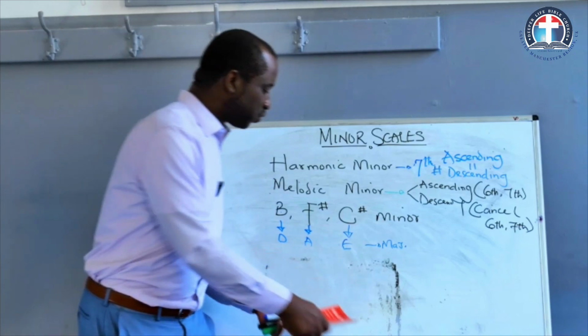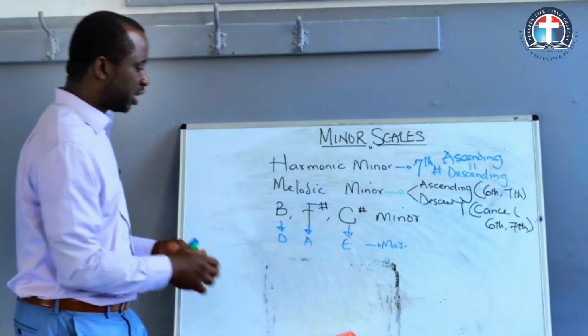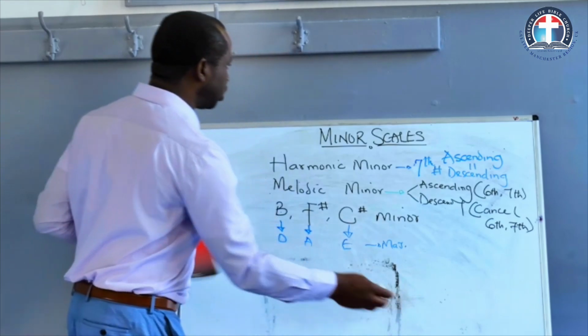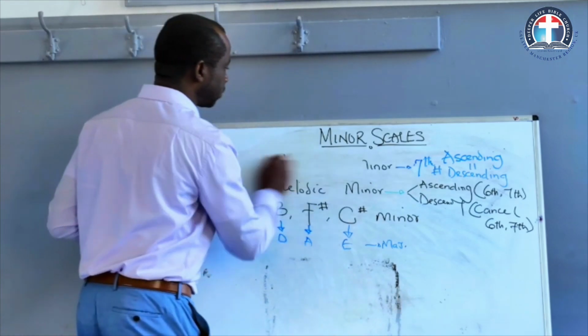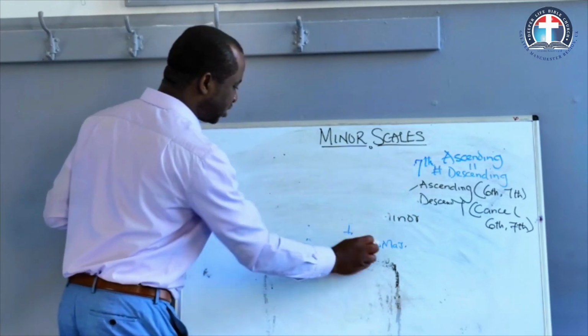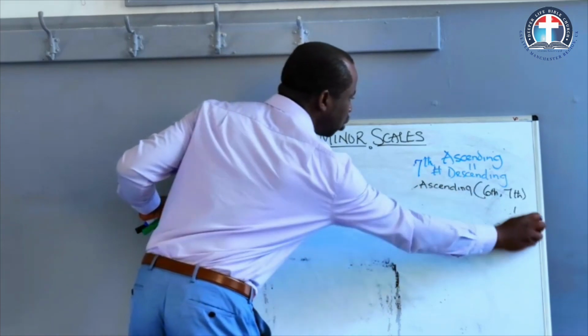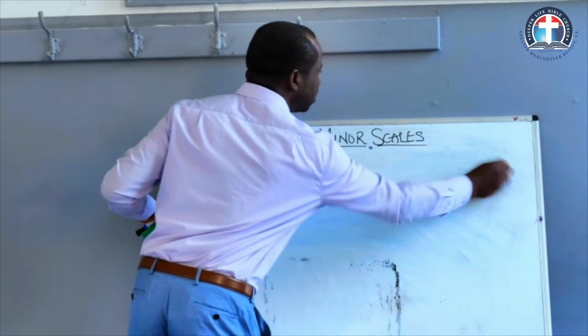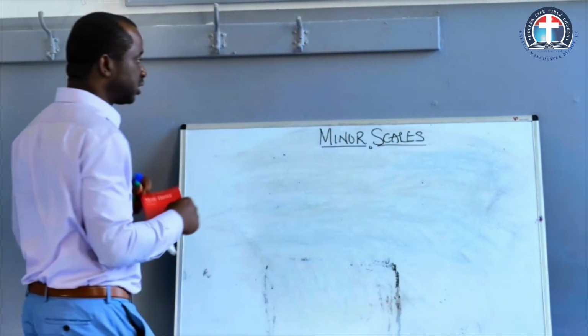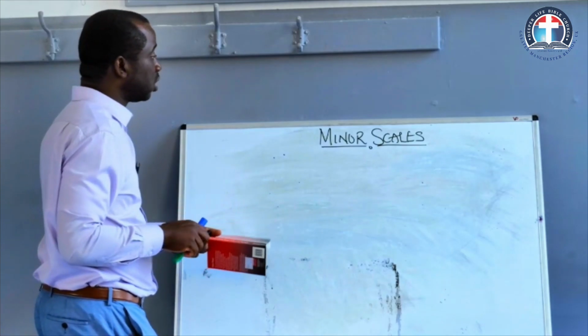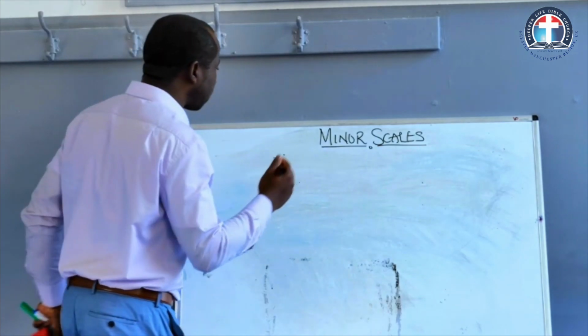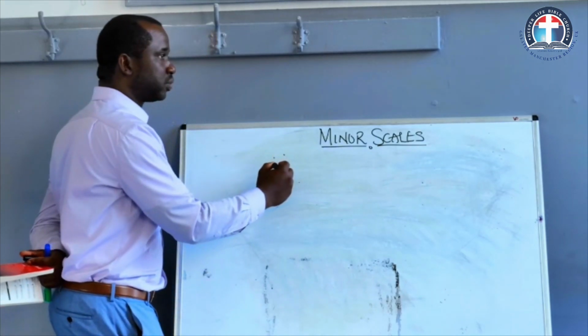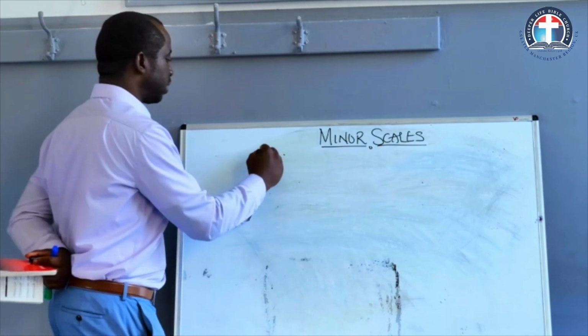So let's just take one example. Let's just take a very simple case. You can do the others on your own. Like I said, we've done this. You can revisit the class video if you have any issues. So let's take B minor, for example.